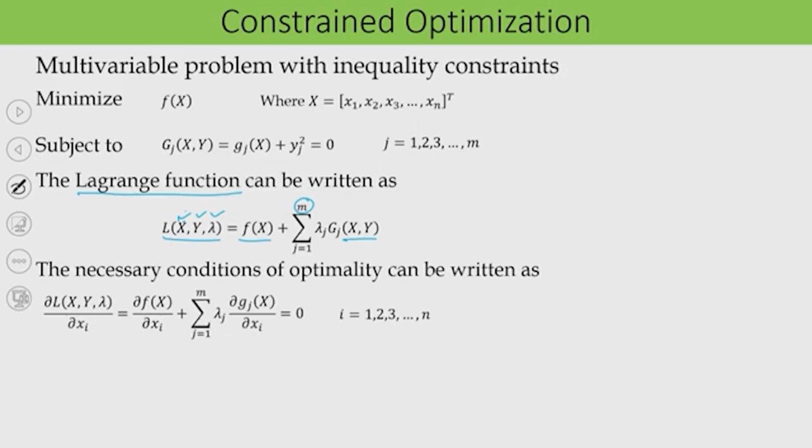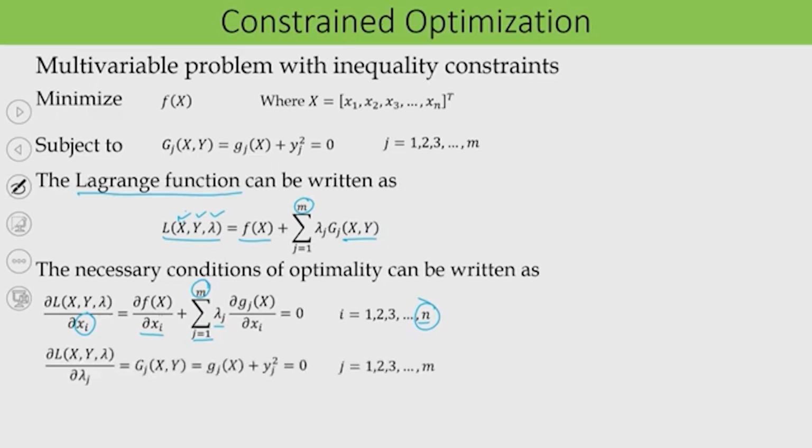The first equation is the derivative with respect to x_i. We have a total of n variables, therefore we get a total of n equations here. So, del L by del x_i is equal to del f by del x_i plus the summation of j equal to 1 to m of lambda_j del g_j by del x_i, which is equal to 0. So, we are getting a total of n equations here.